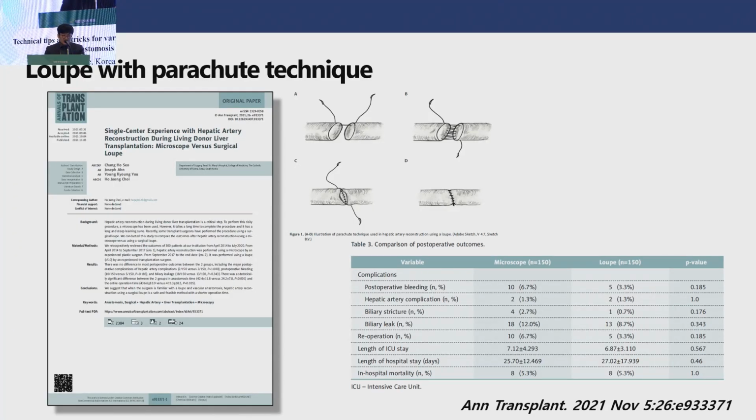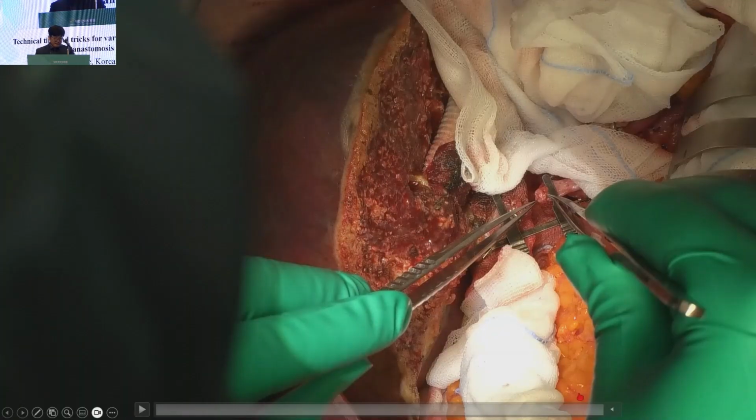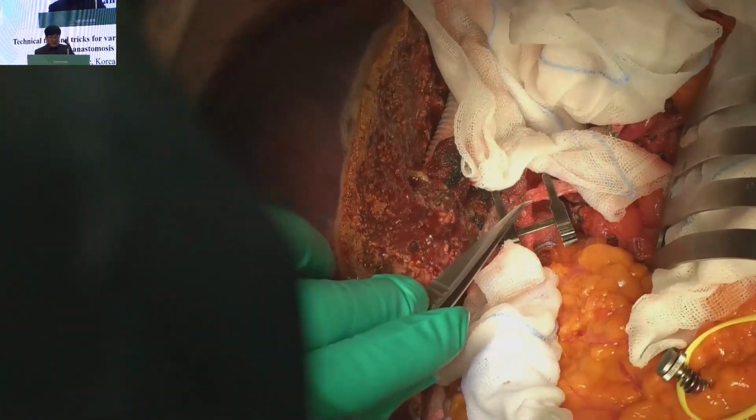According to data presented at Seoul St. Mary's Hospital, even when continuous suturing using the parachute technique was performed with a loupe, the probability of hepatic artery complication was reported at 1.3%. This is a study of pediatric cases; the use of continuous suture under loupe showed no significant difference in hepatic artery thrombosis. This case is my case by loupe.